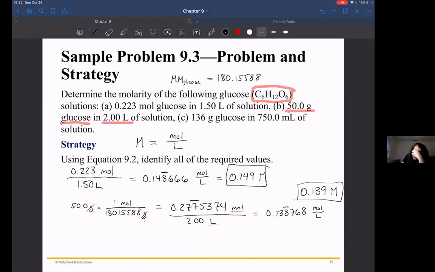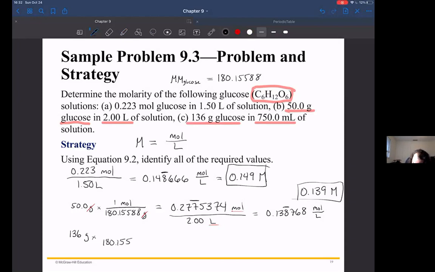And likewise, in part C, I'm given grams of glucose, so I'm going to have to convert that to moles, but I'm also given milliliters of solution, so I'm going to have to convert that to liters before I can do my problem. So first step is going to be figure out how many moles is 136 grams.